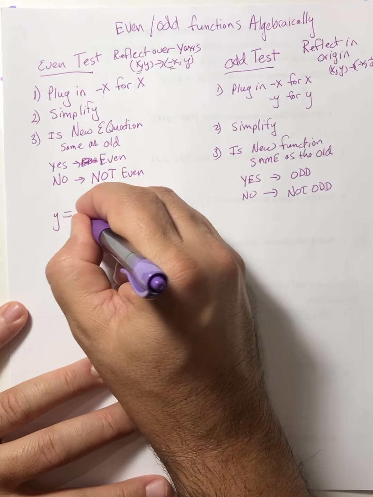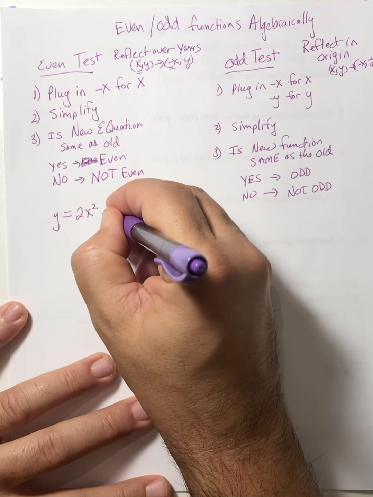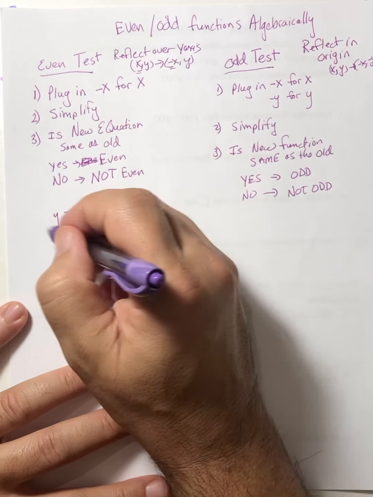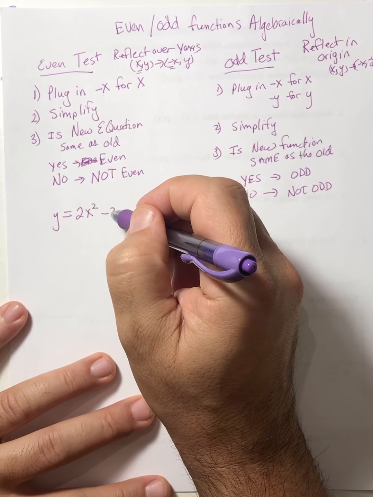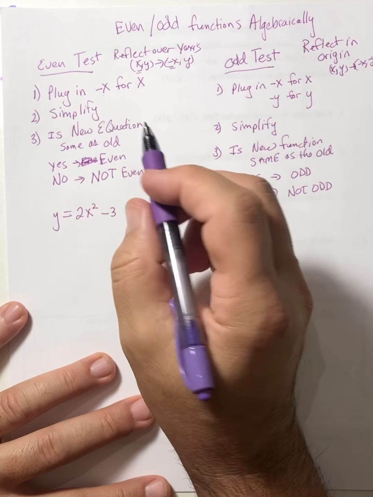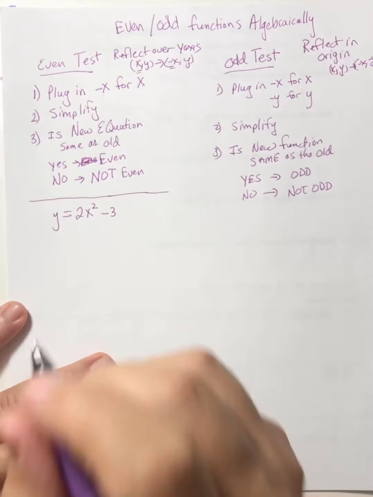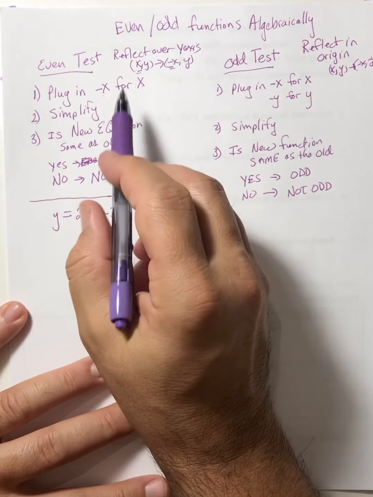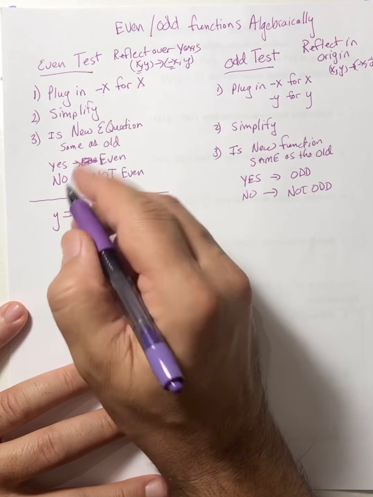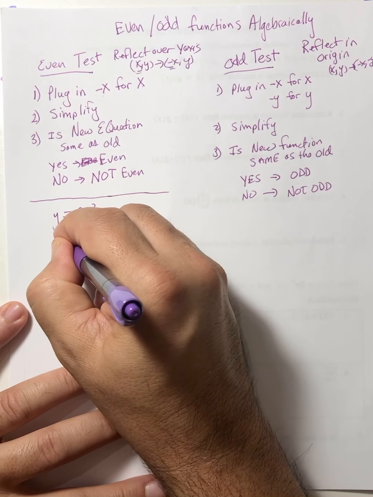Y equals 2x squared minus 3. So the question is, is this function an even function or an odd function? Okay, so there's our question. So we have to do both tests. Let's do the even test first.